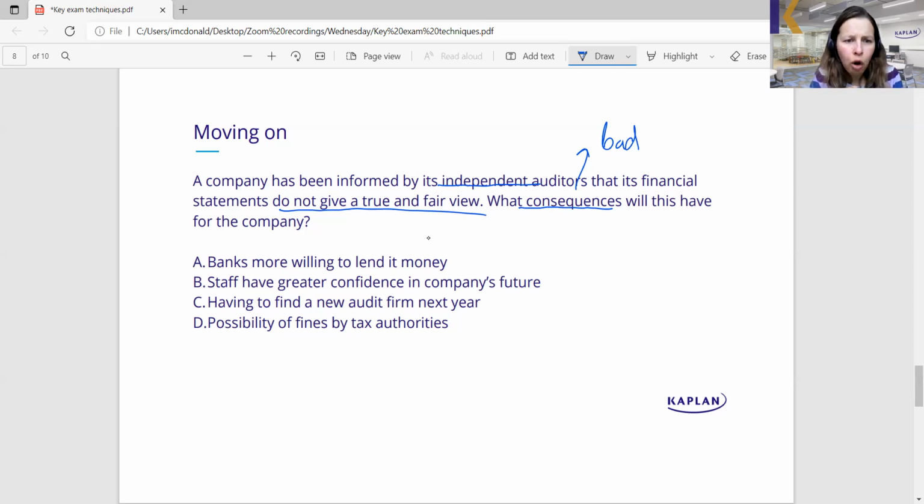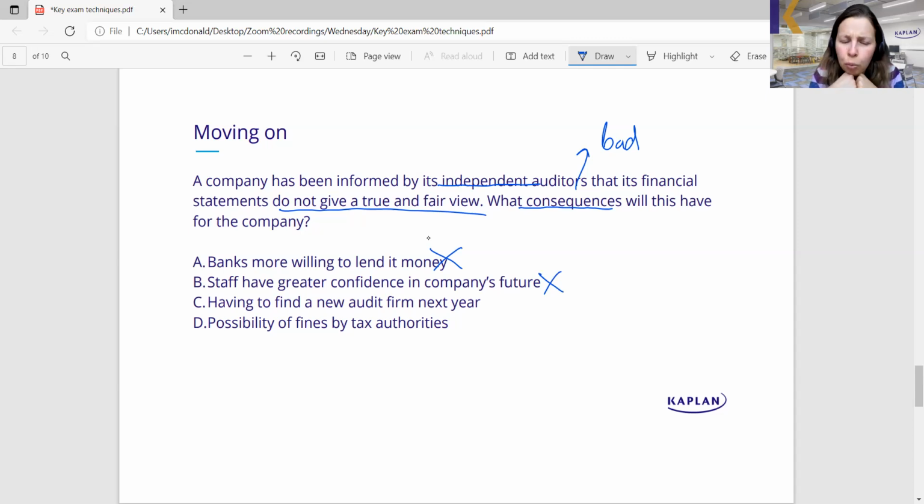If I look at the option A, bank more willing to lend money, I don't see that as a problem. Banks willing to lend is a good thing, but my consequences must be negative. So therefore A cannot possibly be the right answer. If I look at option B, staff have greater confidence in company's future. Again, that's a positive, and I'm looking for a negative. That cannot be the right answer.